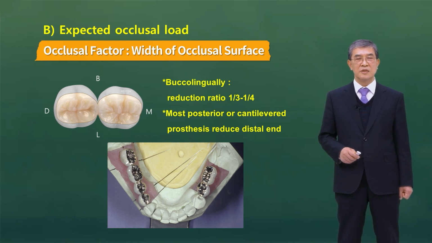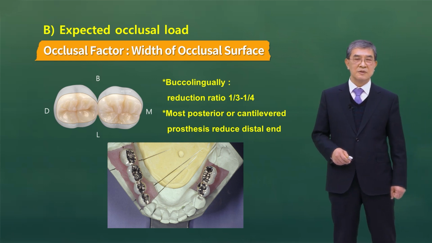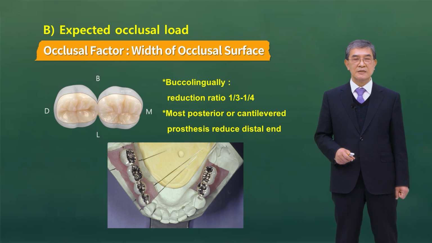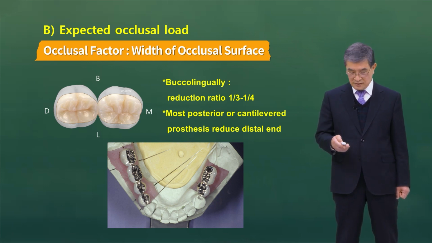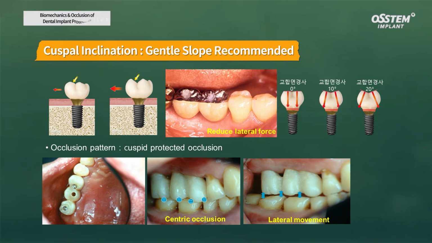If you look at the prosthesis design below, compared with the buccolingual width of natural tooth, the implant's buccolingual width is smaller. Next is cuspal inclination. If the cuspal inclination is steep, as shown on the image, compared with when it is flat, lateral movement and bending moment can be bigger, and if it is flat, it can be smaller. 0 degrees, 10 degrees, 20 degrees, you can see that the difference increases.